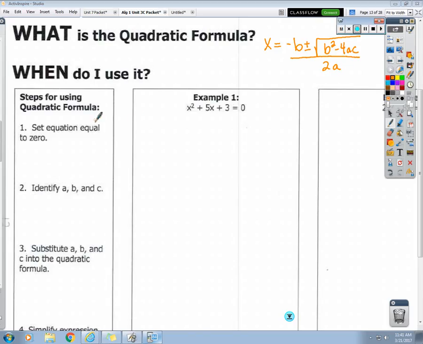So, look, step 1, set the equation equal to 0. Well, isn't this one in example 1 already set equal to 0? So step 1 is done. Step 2, identify your A value, your B value, and your C value.